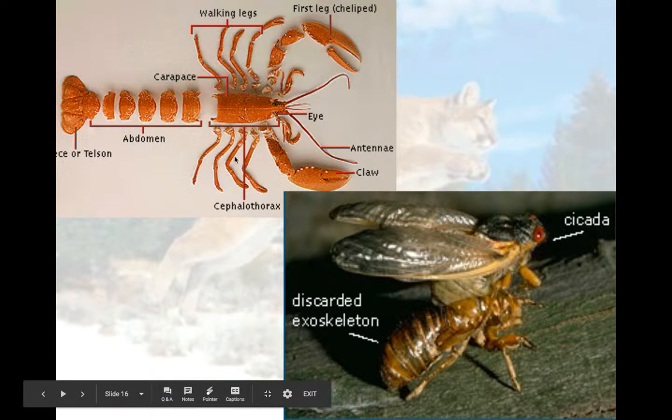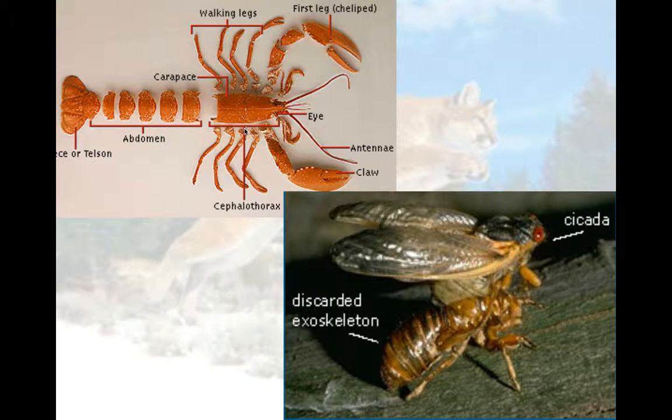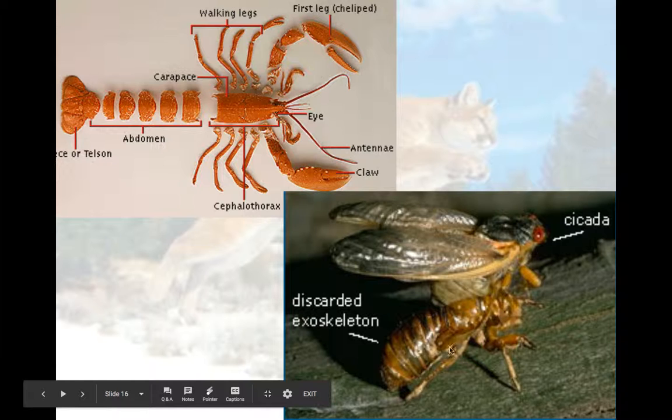So here's showing some exoskeletons. We've all seen lobsters and crawfish. This is an exoskeleton. The actual animal is inside this skeleton. If we look here at a cicada, this is not the cicada. This is the exoskeleton. And then this is our cicada. So once it's the season for cicadas, you'll see a lot of these all over the place.